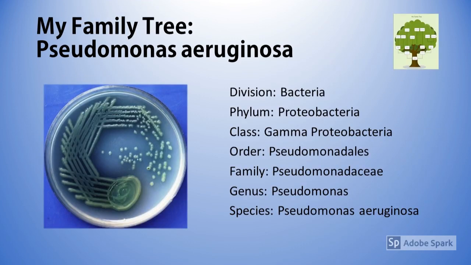Let's dive deeper, my little buddy, and take a look at his family tree. His division is bacteria, his phylum is Proteobacteria, his class is Gammaproteobacteria, his order is Pseudomonadales, his family is Pseudomonadaceae. His genus is Pseudomonas, and then we finally arrive at him as a species, Pseudomonas aeruginosa.